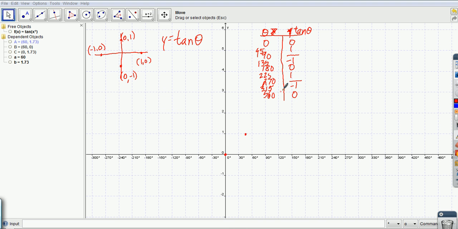Okay. What about, we'll forget 60 right now. What's the next one? 90. What does it say about 90? It's undefined. What's up with that? How is it undefined? That means, is it going to hit anywhere? If I hit 90 degrees, am I going to put a dot anywhere? No, because it doesn't exist. Undefined means it does not exist. There is no tangent of 90 degrees.